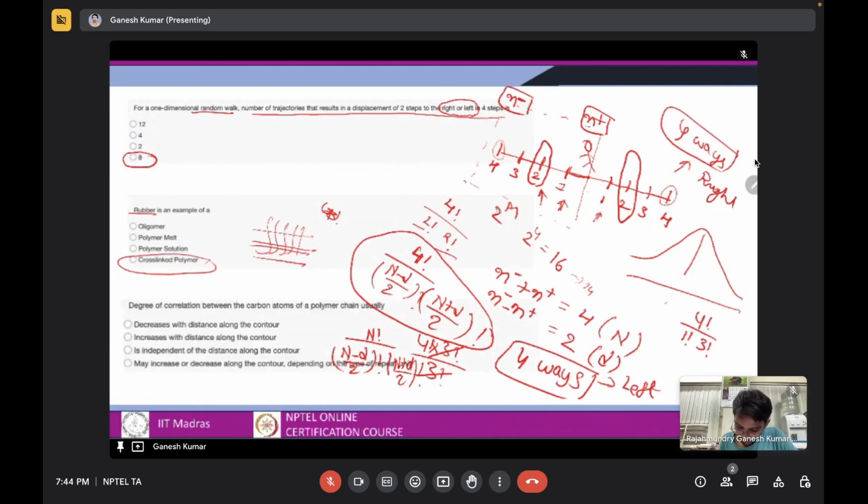So coming to the next one, the degree of correlation between the carbon atoms of a polymer chain: what usually happens with the degree of correlations between these carbon atoms in a polymer chain? So within the carbon chain, when you consider this as a first position, and second and third and fourth and fifth, what will happen between these carbon atoms when you increase the polymer chain? These two will have high degree of correlations, which is like the bond length, whereas the second will have an angle and third will have a dihedral kind of correlations, and from the fifth it would be negligible correlations. So basically it decreases with increase along the contour. The contour is nothing but a chain, so the correlation actually decreases with the distance along the contour.